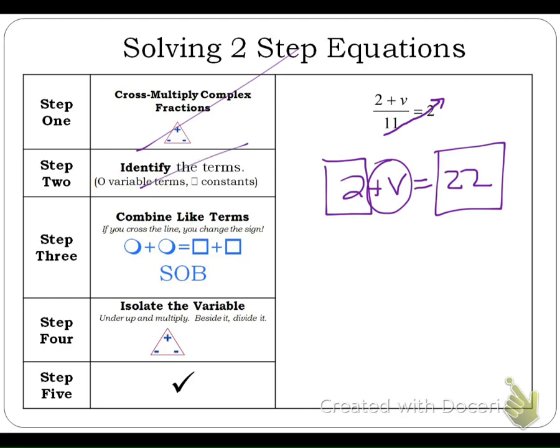So we did step 2, ready for step 3. Do we need to combine like terms? Yes, we do. We have a 2 and a 22 that need to combine together. How do you combine it?